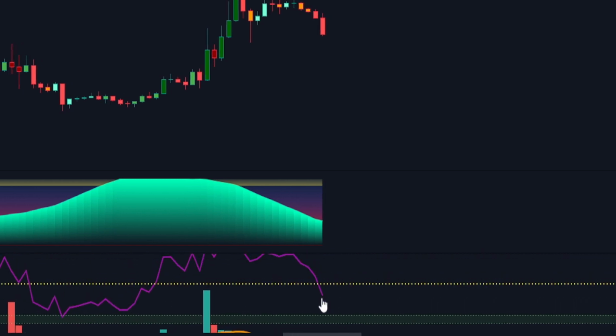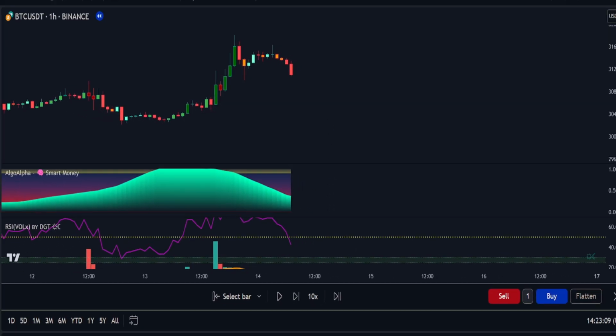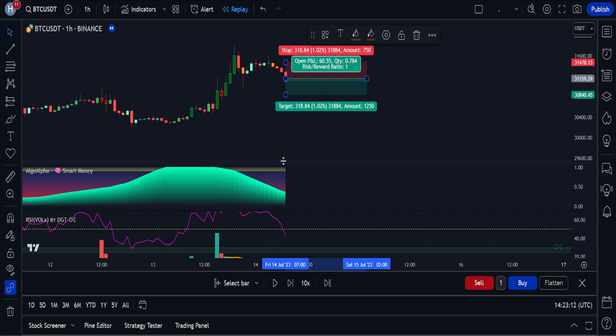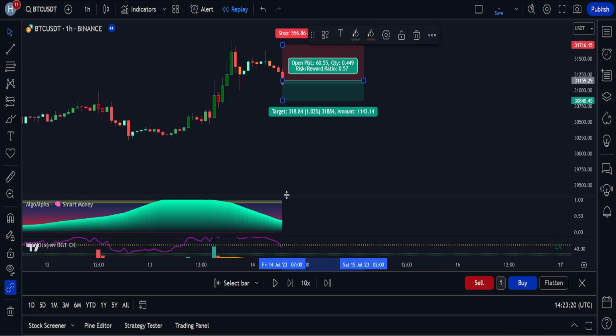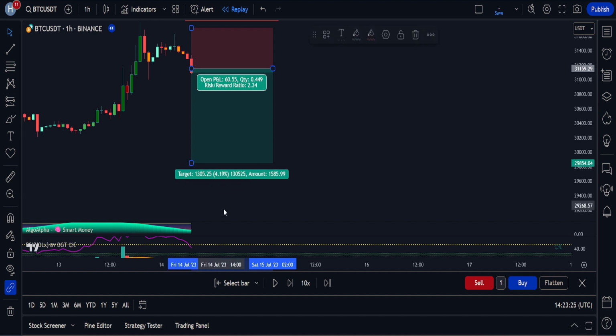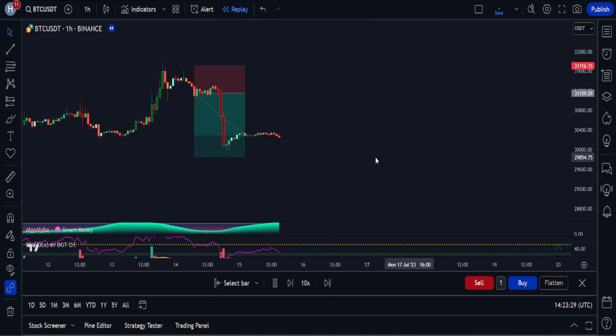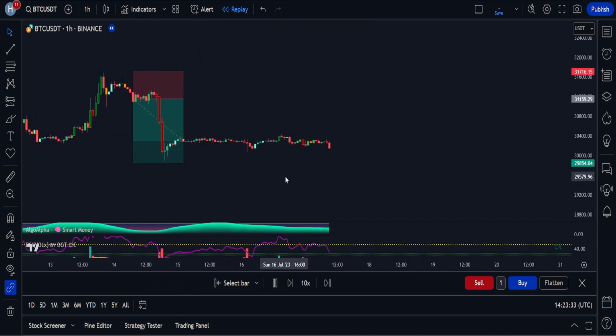If the RSI is below the center line, like it is here, this is a signal for opening a sell trade. So we can open a sell position here. We can set the stop loss above the previous swing high. I hope you have understood the rules for entering a buy and a sell trade using these indicators, and I hope you gain benefit from the information I've shared in this video.